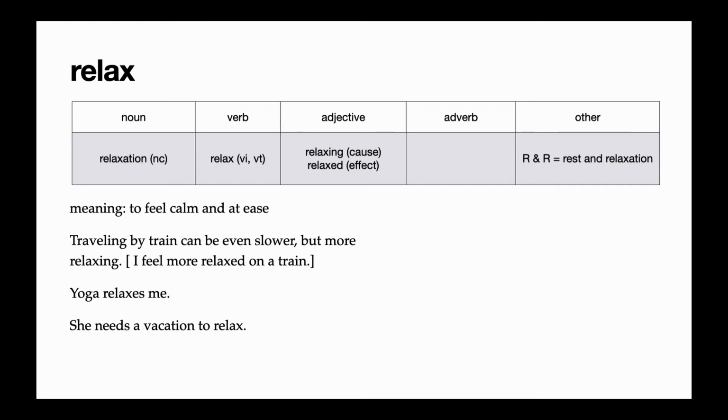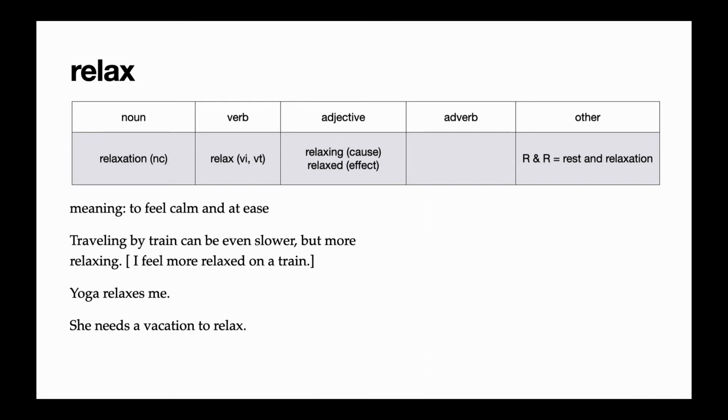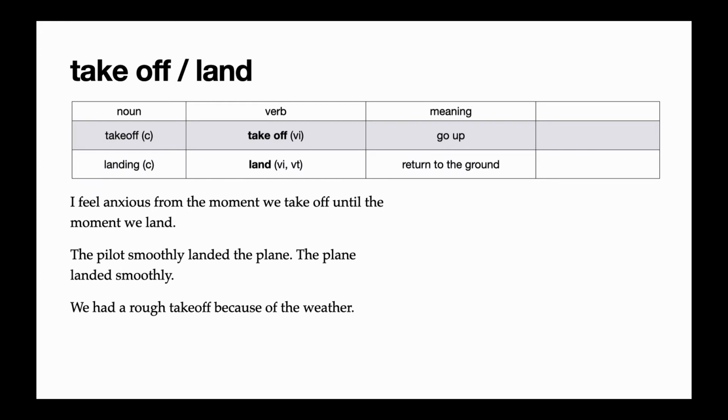That's the effect. In the second example, we see relaxed used as a transitive verb. Yoga relaxes me. And the third example shows relax as an intransitive verb. She needs a vacation to relax. The noun form is relaxation, and we often say R&R, like in this other column, to say rest and relaxation. I need some R&R.